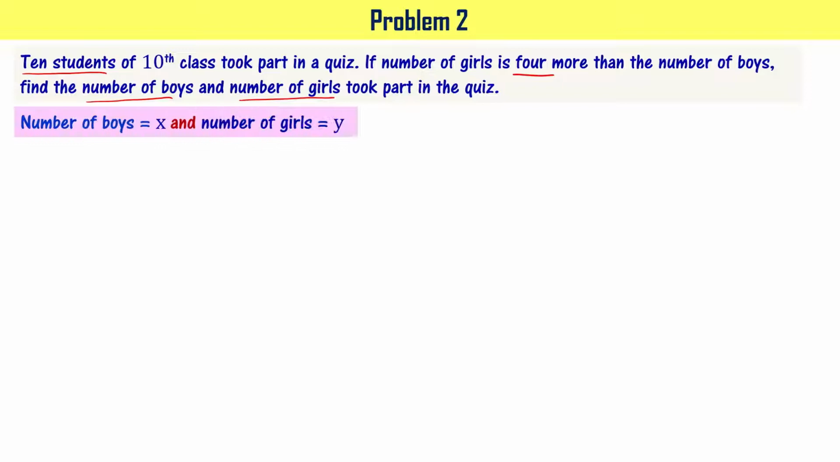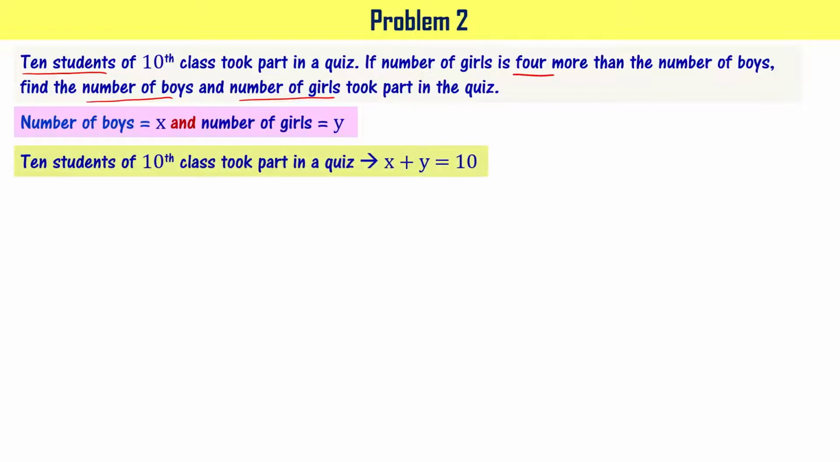Now let's say that number of boys is x and number of girls is y. So the first statement says that 10 students of 10th class took part in a quiz. It means the number of boys plus number of girls equal to 10, meaning x plus y equal to 10. This is one equation.